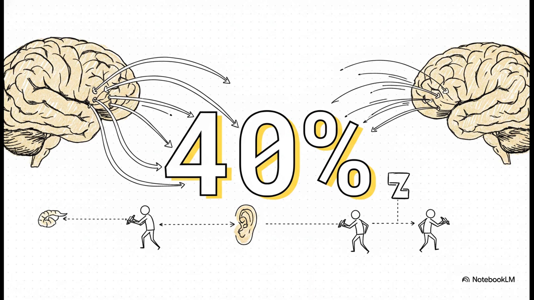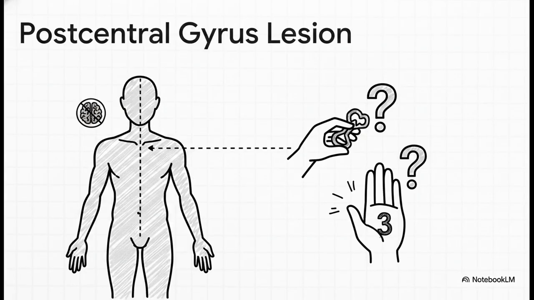40% of the brain's corticospinal motor fibers, the ones that control movement, actually originate from this primary sensory cortex. To put that in perspective, the primary motor cortex itself only contributes about 30%. This one anatomical detail explains everything about why a lesion right here causes not just sensory loss, but pretty significant motor weakness.